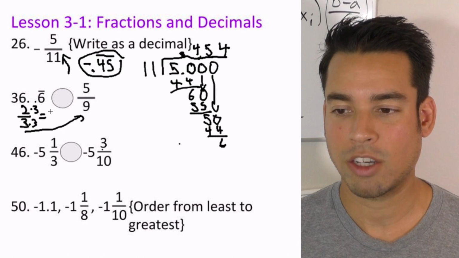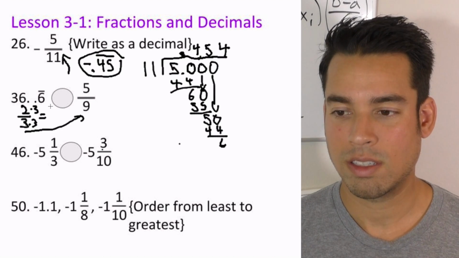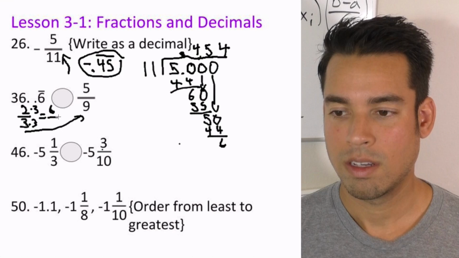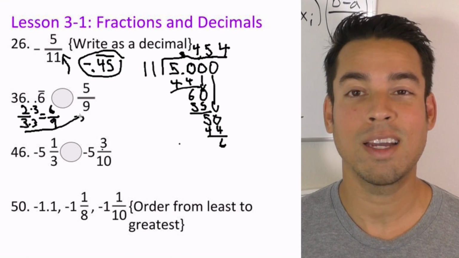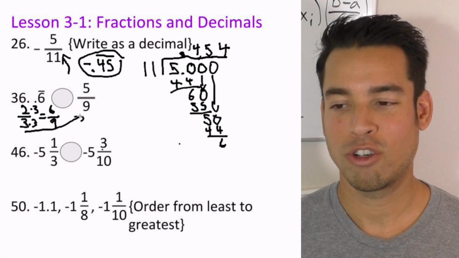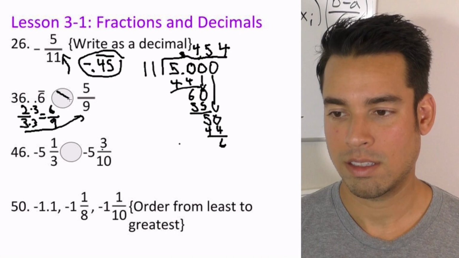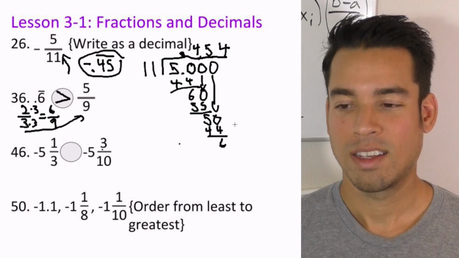Otherwise, we're changing the fraction. 3 times 2 gives us 6 on top, 9 on the bottom. What's bigger between 6/9 and 5/9? Now we got the same denominator. Just look at the larger numerator, and 6/9 wins. Let's go to the next one.